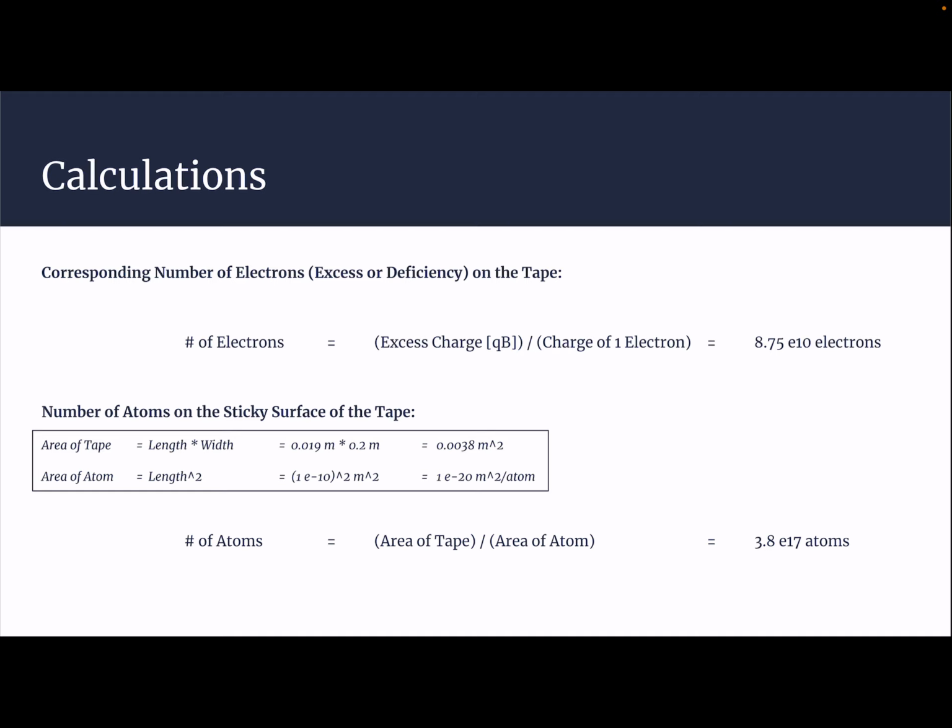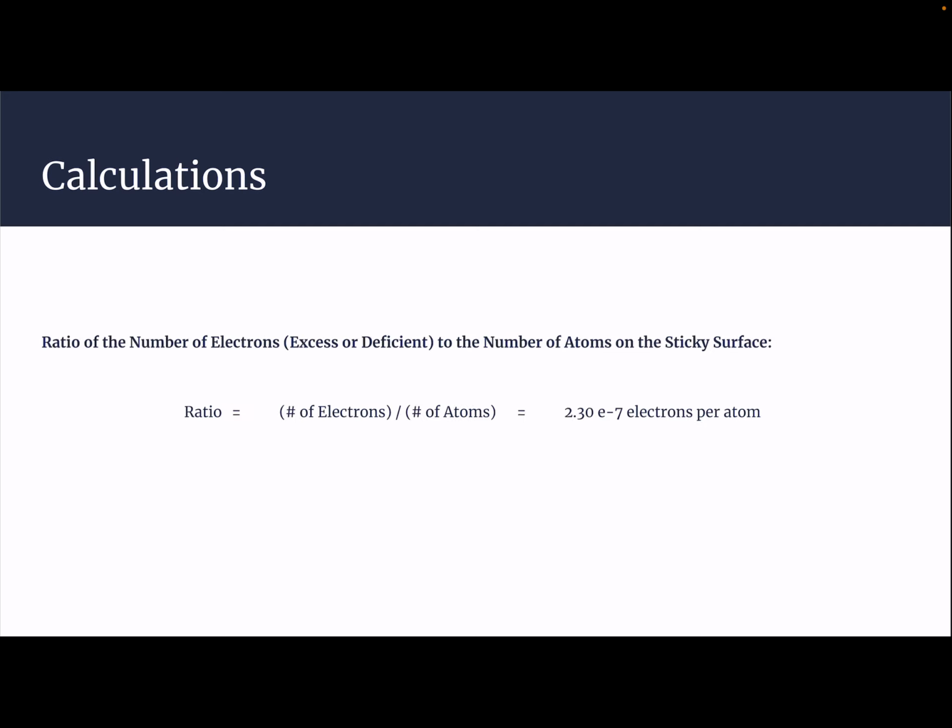Then to find the number of atoms, we calculate the area of the tape, which was 0.0038 meters squared, by using length times width, and then the area of the atom by using length squared, which resulted in 1e-20. From there, we did area of tape divided by area of atom to get 3.8e17 atoms. Last but not least, we calculate the number of electrons per atom by dividing the number of electrons by the number of atoms to get 2.30e-7.